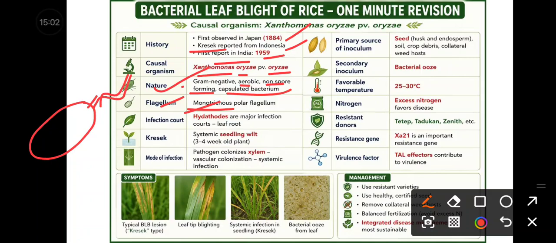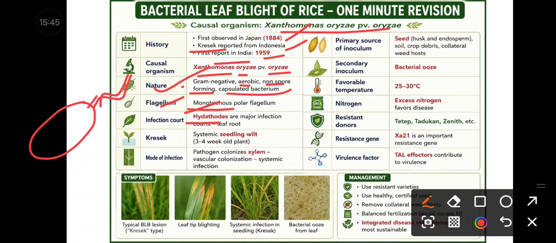The infection court, meaning how this pathogen enters. As you all know, fungi and nematodes use some mechanical force or enzymatic force to enter the plant cell, but bacteria don't have any such mechanism. They enter the plant cell through natural openings as well as wounds. Two major sources are there. So through which natural opening does this bacterium enter? For bacterial leaf blight of rice, Xanthomonas oryzae pv. oryzae enters through the hydathodes.